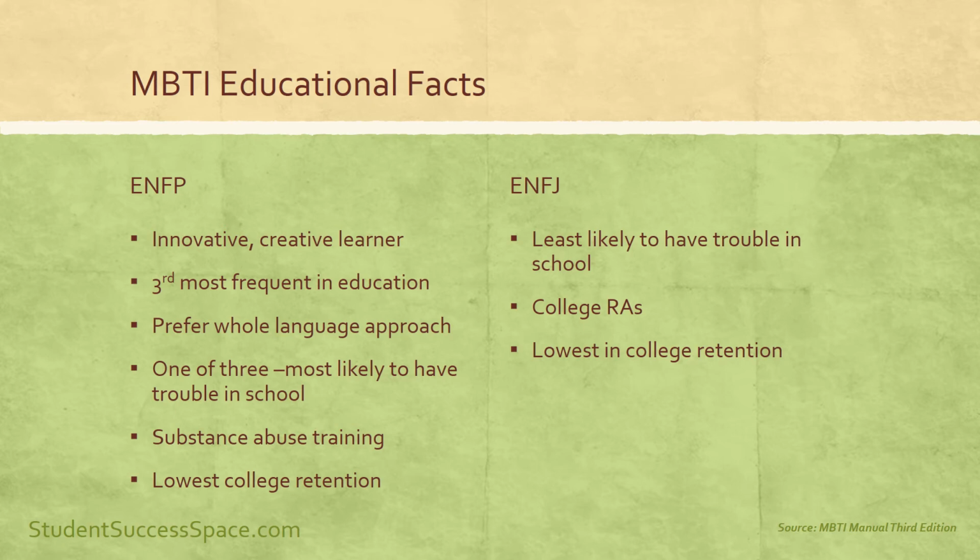They're rated by psychologists among the 3 types that are most likely to have trouble in school as a student, and they're frequent among college students who are referred for substance abuse training. They're also the lowest in college retention.